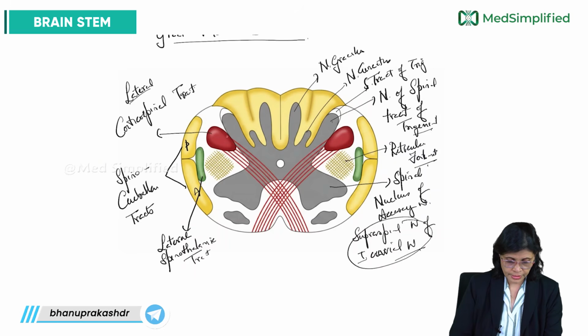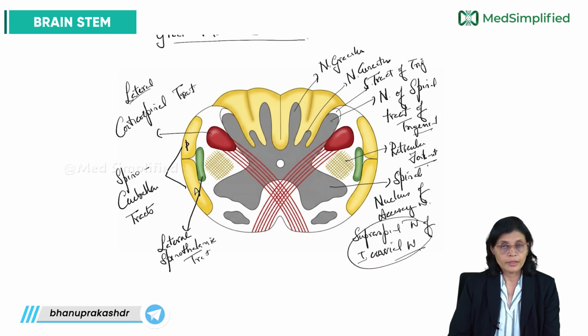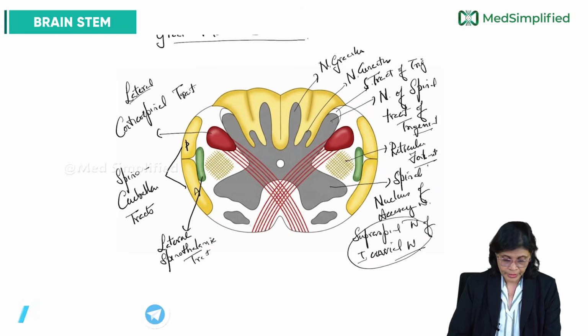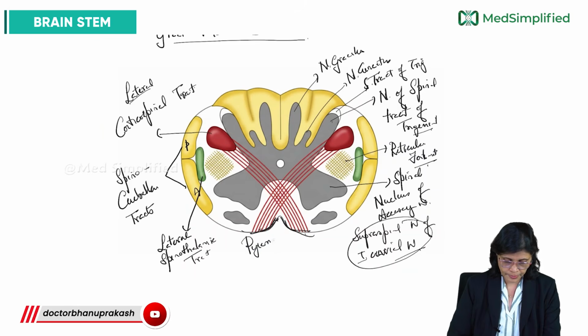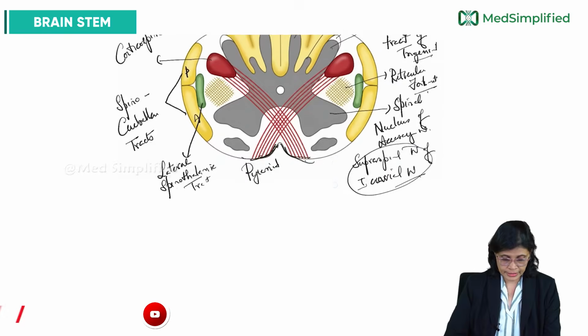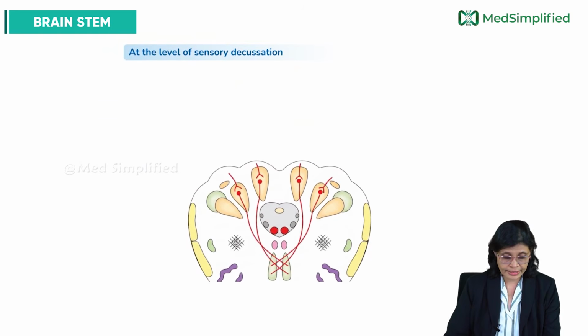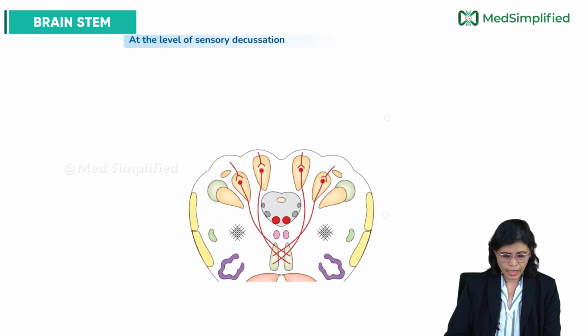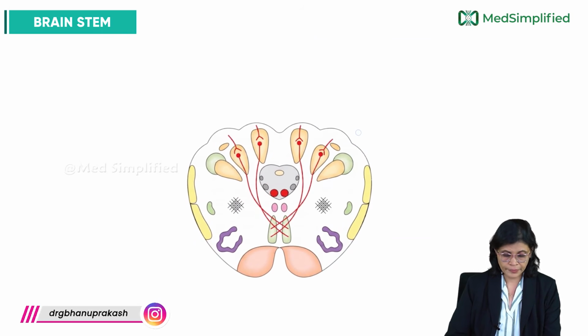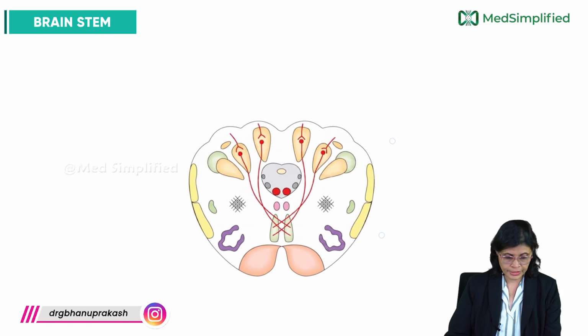So this is what we see in the decussation of the corticospinal tract. This is the pyramid. This is where it forms the elevation, which we call the pyramid. So this is at the level of the motor decussation. Next, we study the section at the sensory decussation. These two are very important in the medulla.